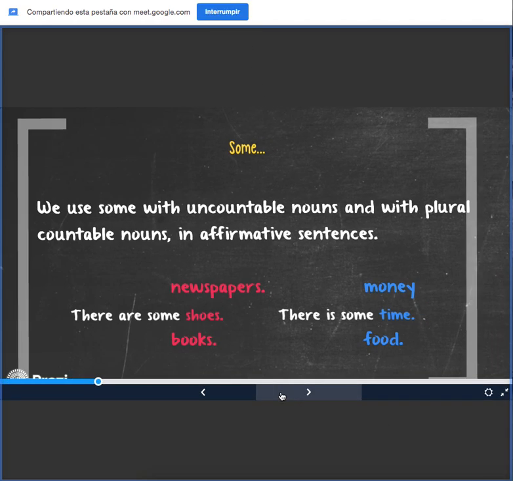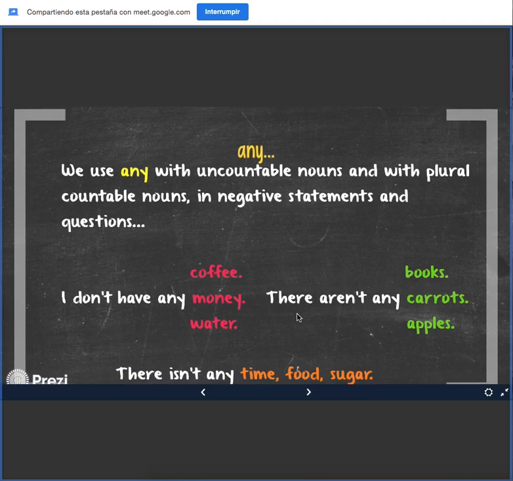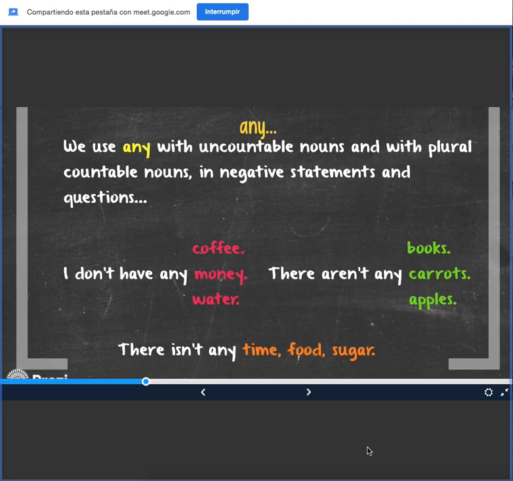That is some. Now let's talk a bit about any. Any is other things, super important, because this is the opposite of some. If some is to talk about a certain amount of this, any is to talk about the opposite, like you don't have it. Algo que no tienes, no hay.